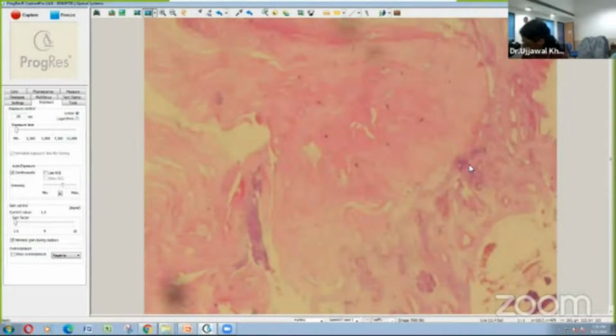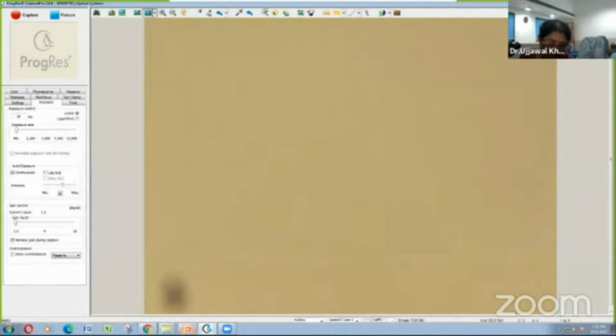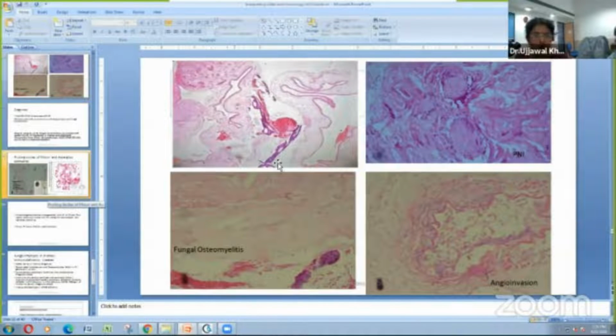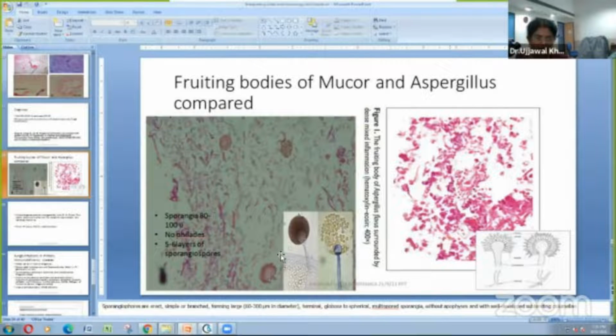I'd like to say that some of the immunodeficiency diseases highlight some fungal infections. The fruiting bodies of Mucor have larger sporangia, and they will not have any phialides.